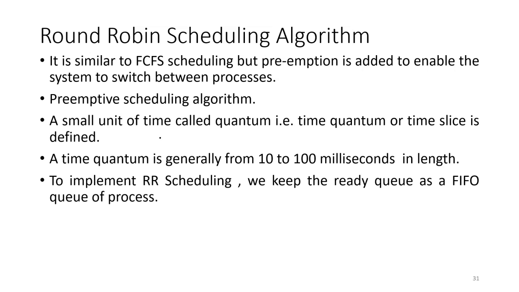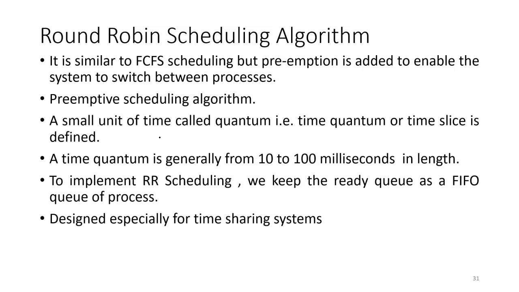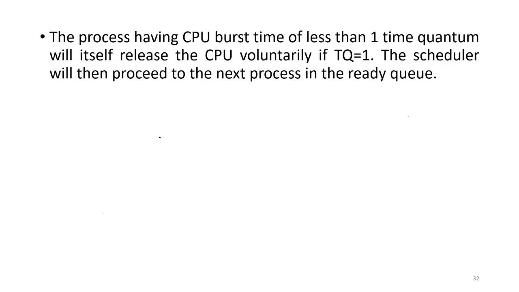To implement a round robin scheduling algorithm, we keep the ready queue as a FIFO queue of processes. Means to implement this algorithm, we have to follow the same strategy we have followed in the first come first serve scheduling algorithm, which operates on the basis of a first in first out queue. Round robin scheduling algorithm is designed especially for time sharing systems.